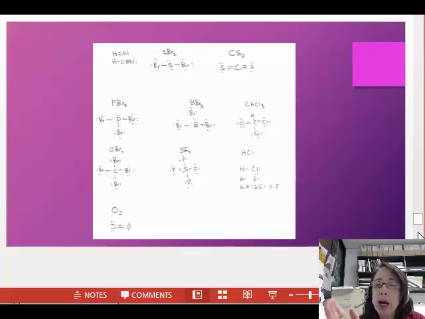To help you figure this out, I've drawn the Lewis dot structures of these molecules. Pause the video to determine whether each molecule is polar or nonpolar.